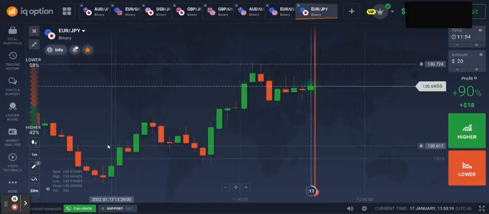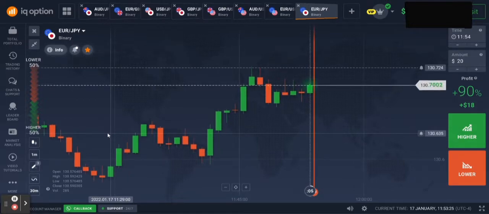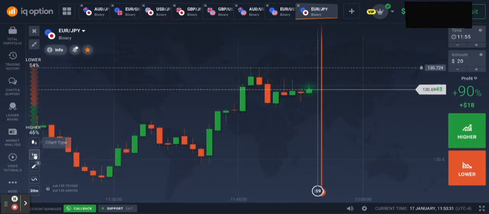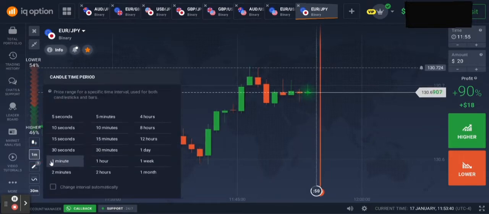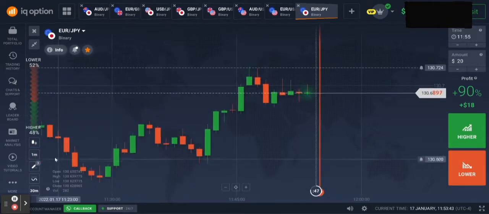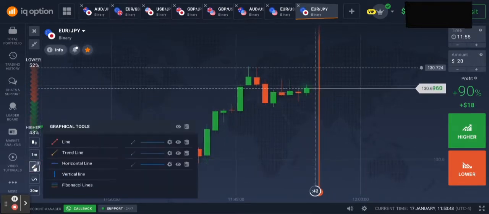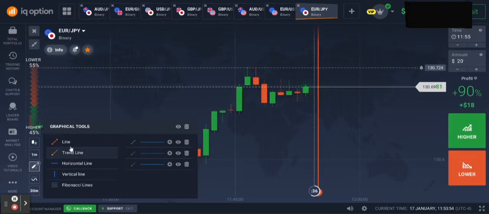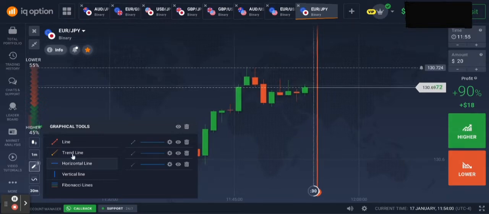The other thing that you need to do, in order to be able to do the technical analysis, is to insert some tools. The second icon under the chart type is the candle time period. If you click on that, you would see the different times, and like I said, what I've done is changed it to 1 minute. The other one, however, is your graphic tools. You can use these tools to do your support and resistance lines. You can also do your trend lines and so on.